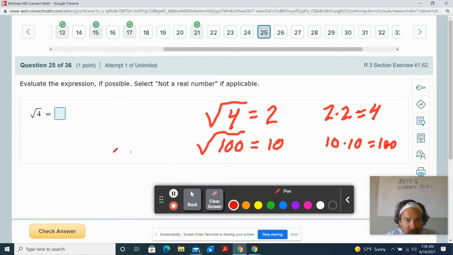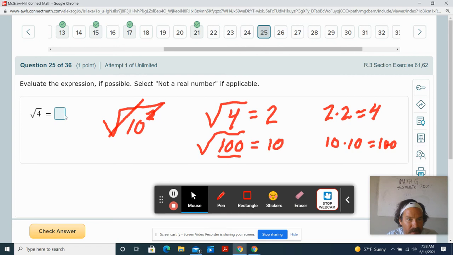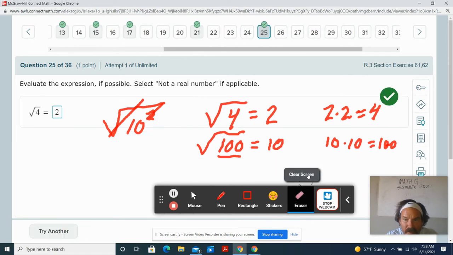What a square root does is it eliminates a square. So if you take the square root of something like 10 squared, I could rewrite 100 as 10 squared. So since 10 squared is equal to 100, this square root and this square, they eliminate each other. And that's why we get the answer of 10 if we take the square root of 100. So in this case, it's going to be 2 because 2 times 2 is 4. Okay, put in 2 there and check my answer. Erase my screen.